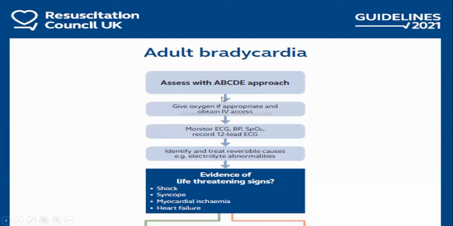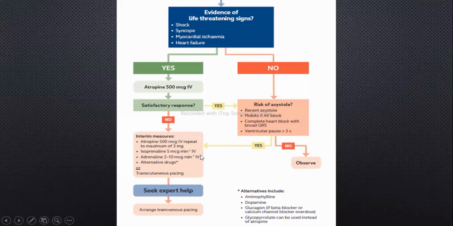Bradycardia, so we are talking about heart rate less than 60. You will follow the ABCDE approach as we discussed in the start and check for signs of instability. If the patient has shock, syncope, or myocardial ischemia or heart failure, so here you have to give atropine. If the patient has bradyarrhythmia and is stable, it means he doesn't have shock, syncope, myocardial ischemia, or heart failure. So just observe. No need to do anything.